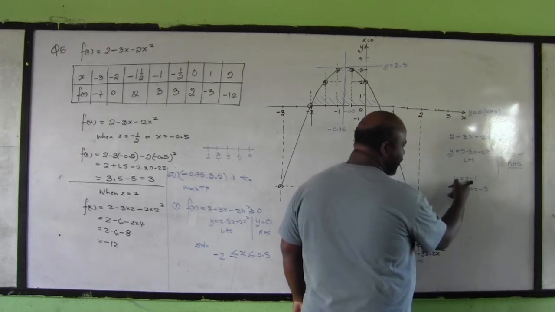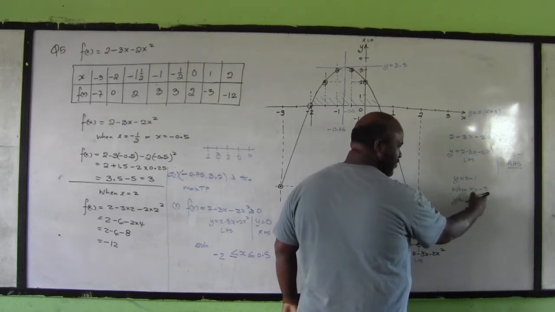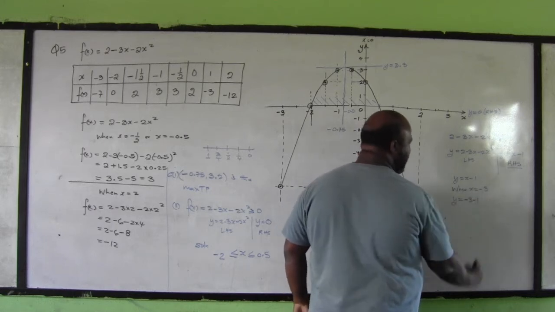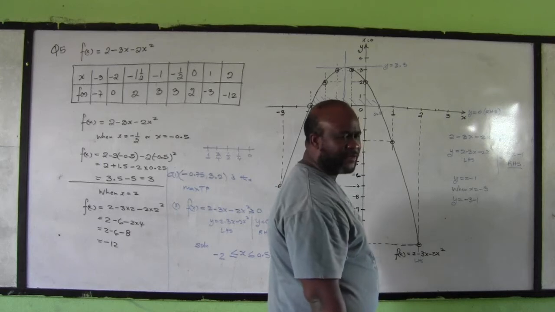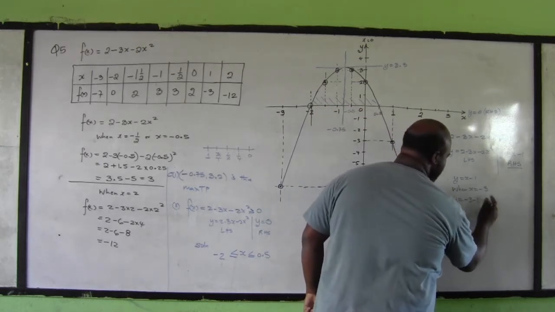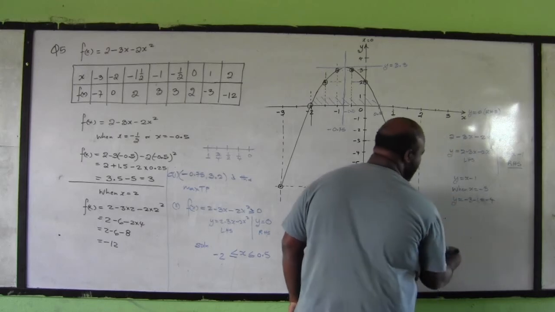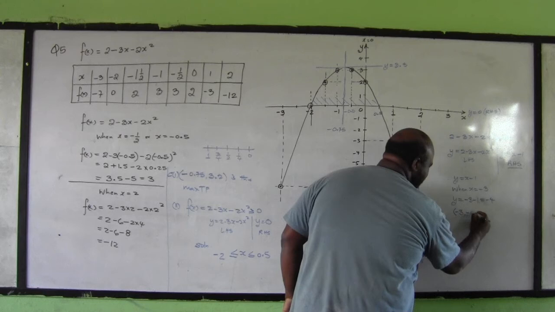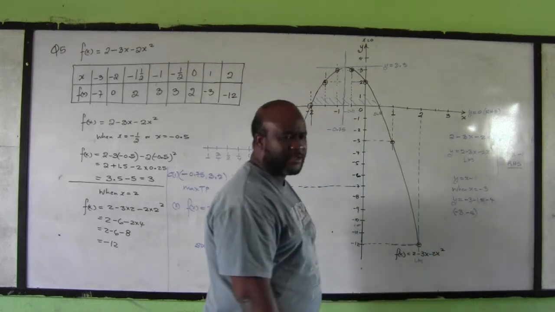y would be equal to x minus 1. So it's -3 minus 1. What is -3 minus 1? -4. So x is -3 and y is -4. That is 1 point.